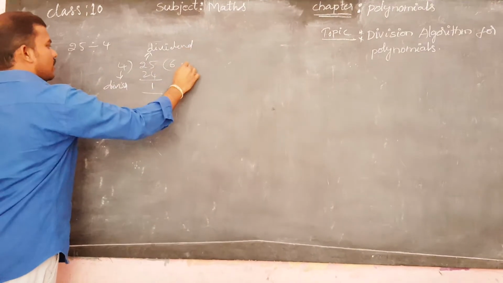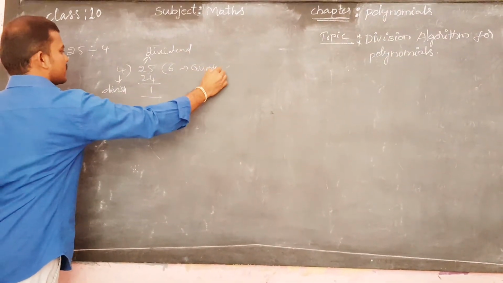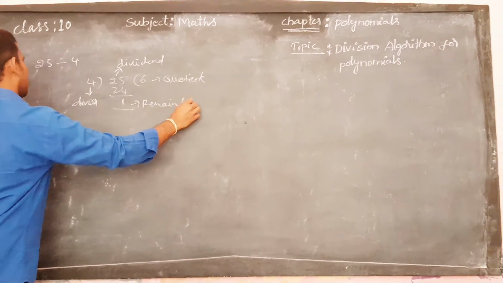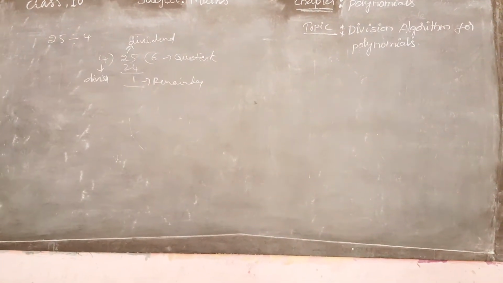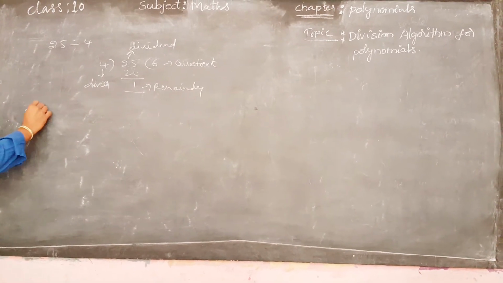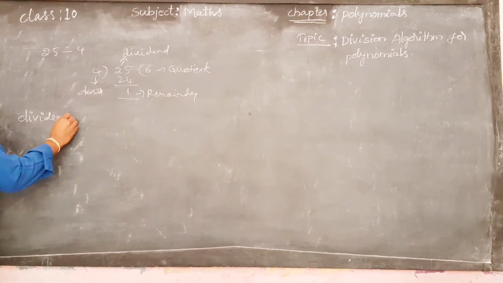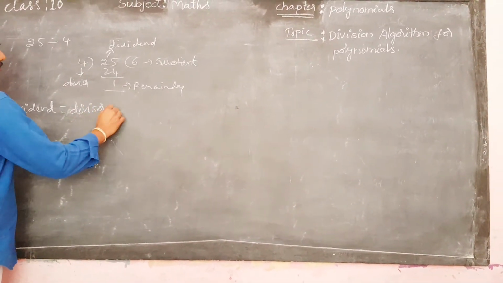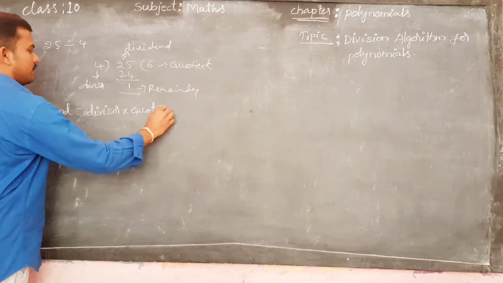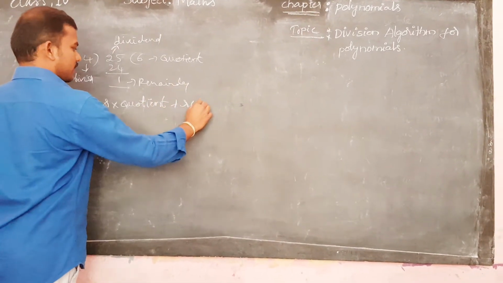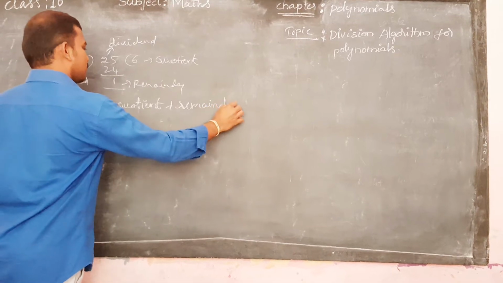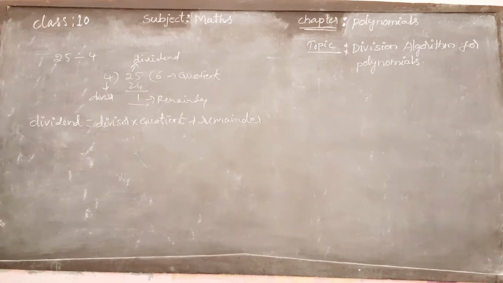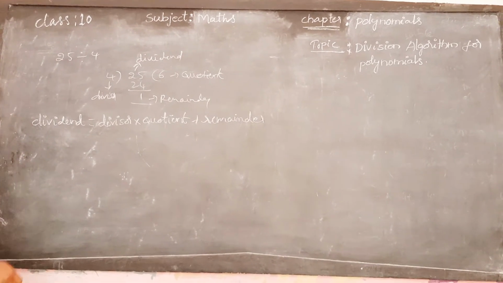And 6 is called the quotient, and 1 is the remainder. So the Euclid division rule is: dividend is equal to divisor into quotient plus remainder. This method we use in polynomials, the division algorithm for polynomials.